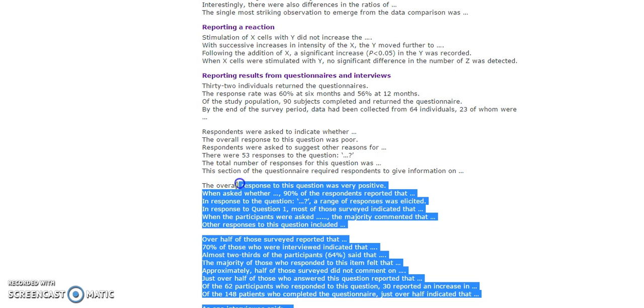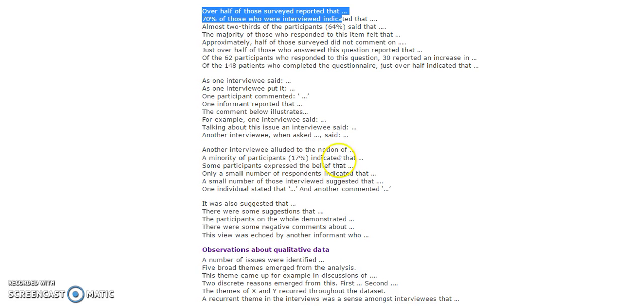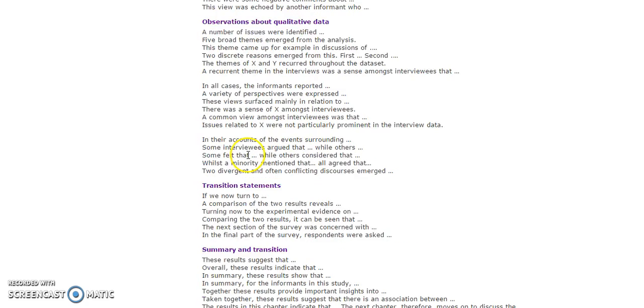Overall response. Over half. So instead of saying 50%, maybe you want to say over half, or 1 out of 2 people. Up to you. Ratios or percentages, or maybe you want to say breakdown, anything. Just be very interesting. Interviewee. Participant. Commented, illustrated. So all of this, you can find it online.